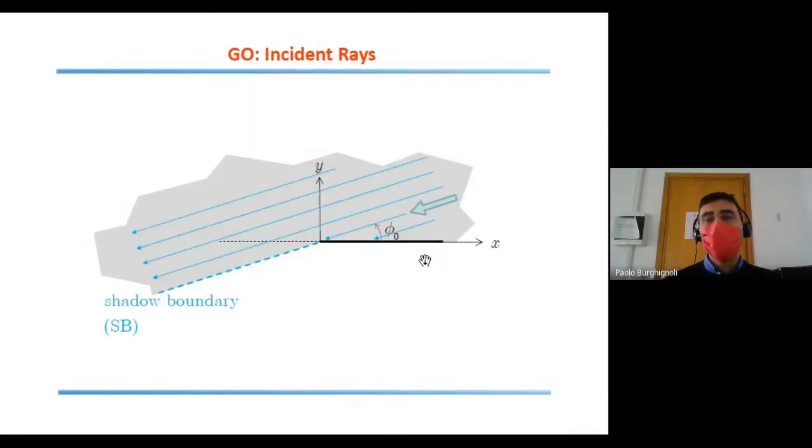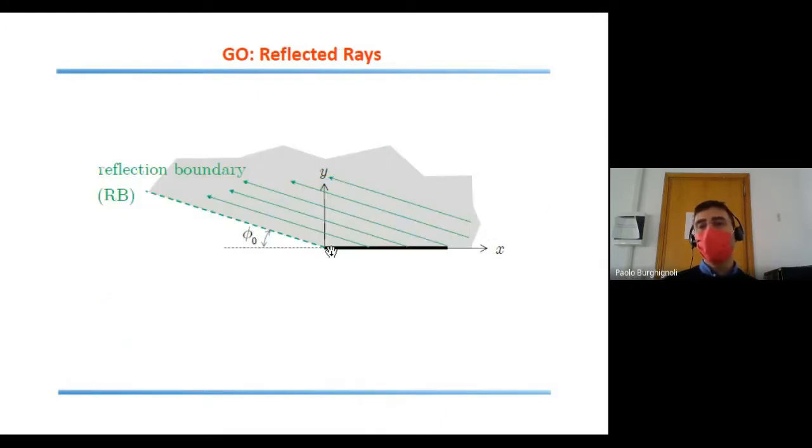Of course, the shadow boundary is the boundary that separates the illuminated portion of space, where in geometrical optics you have incident rays coming from some angle phi 0, from the region beyond the half plane, on which rays are not able to penetrate. Okay, so that's a region of geometrical shadow. On the other hand, there are also reflected rays that impinge on the half plane, and so therefore the reflection boundary takes this form that originates from the edge of the half plane.